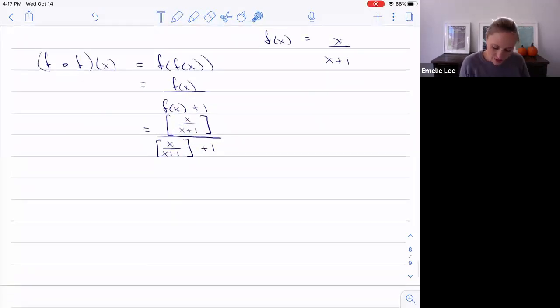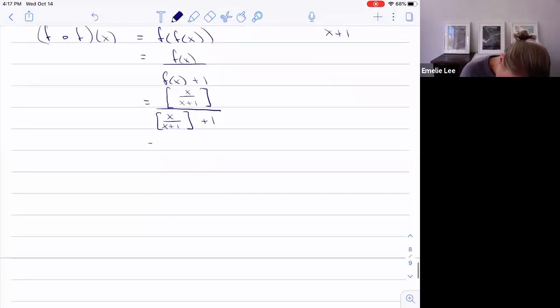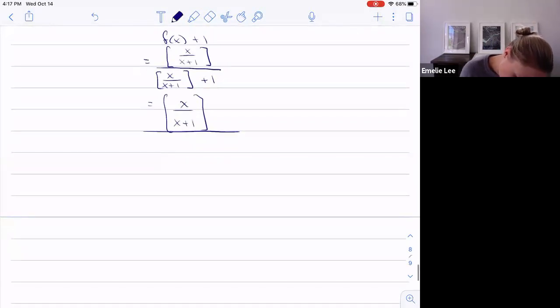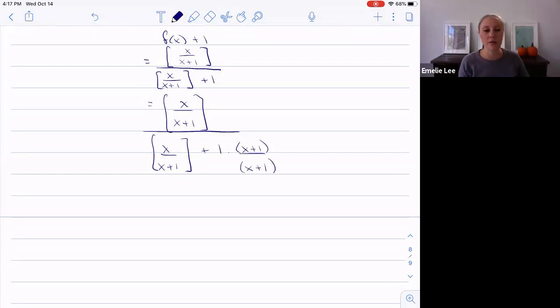All right. So I've got a fraction plus a fraction. So in order to simplify things, I'm going to need to find a common denominator. I'm going to use x plus 1. So I'm going to multiply this 1 by x plus 1 over x plus 1. So I have x over x plus 1 all over x over x plus 1 plus 1 times x plus 1 over x plus 1 to get that common denominator.